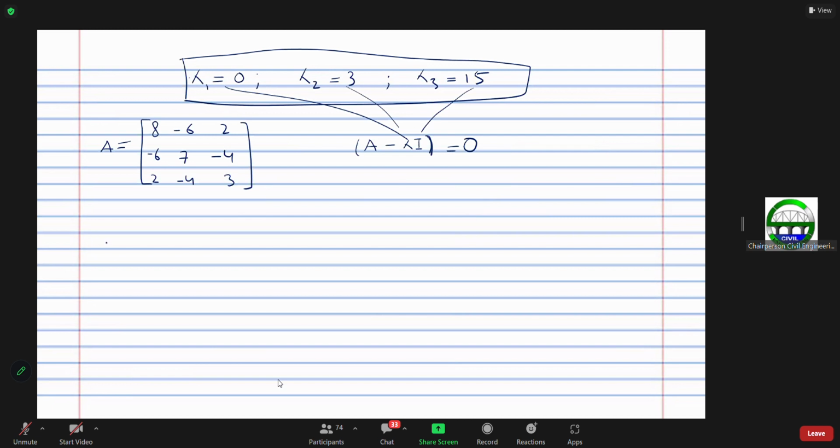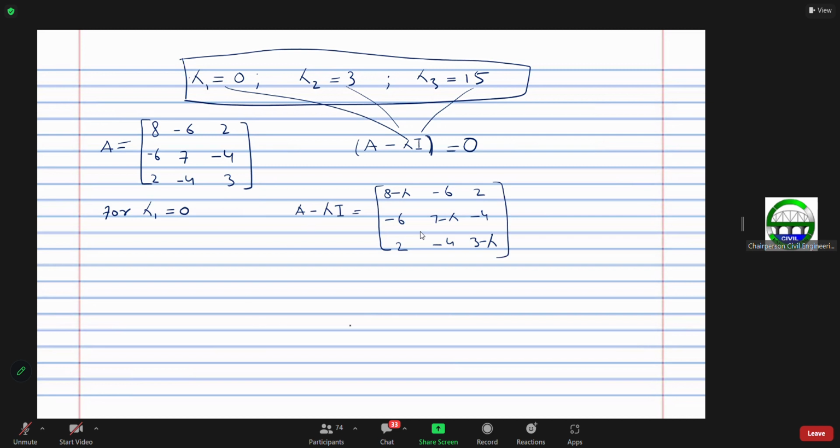There is a very easy way you can solve it. So what we're going to do for lambda 1 equal to 0: we will write A minus lambda I as 8 minus lambda, minus 6, 2; minus 6, 7 minus lambda, minus 4; and 2, minus 4, and 3 minus lambda. We can write it in this way.